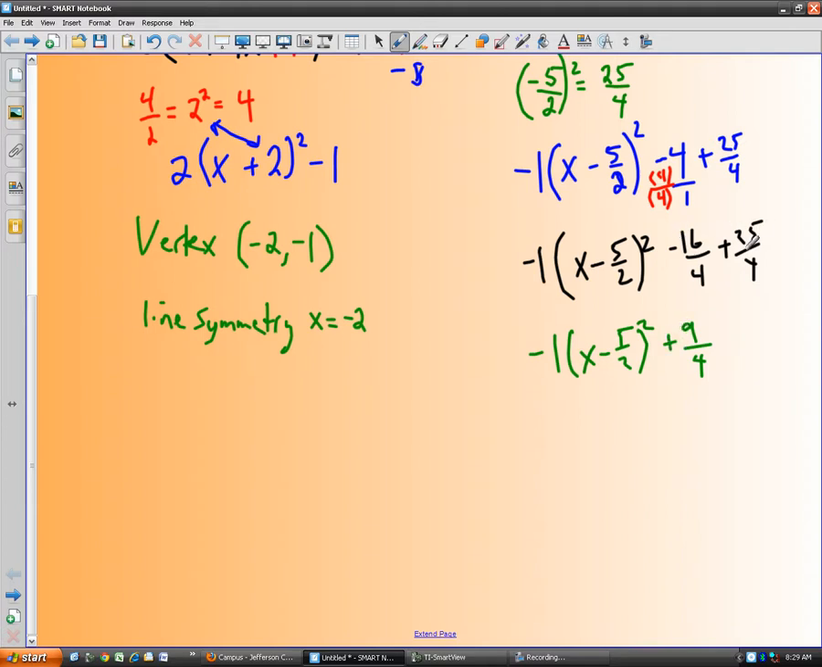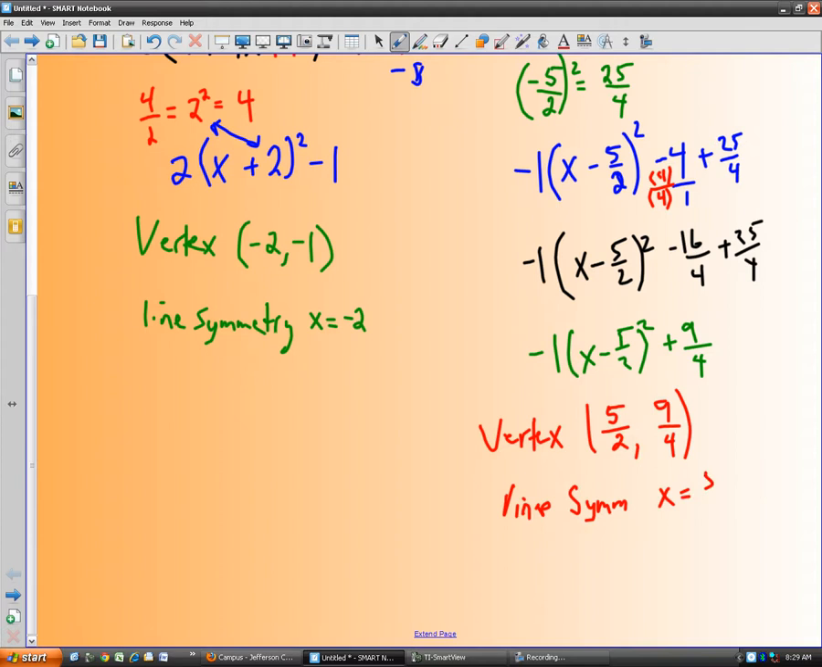So the vertex of this guy, take the opposite of the x value, which is a negative 5 halves, which becomes a positive 5 halves, and then take the value outside, which is 9 over 4. So there's my vertex. And then my axis, or my line of symmetry, sometimes it's called an axis of symmetry. We're using line of symmetry. So my line of symmetry is, again, just the x value of my vertex, which is 5 halves.